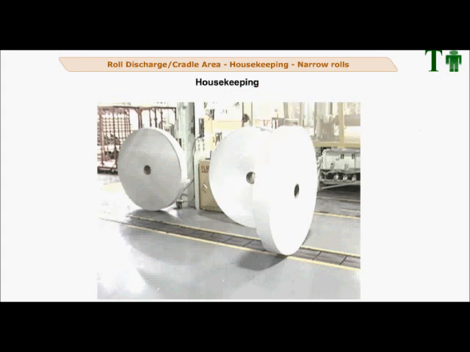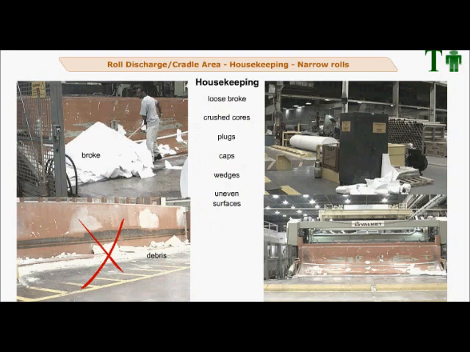Housekeeping, narrow rolls. It takes very little time to tip over a narrow width roll. Housekeeping is extremely important. Loose broke, core plugs, caps, wedges, uneven surfaces, etc. will and have toppled over a narrow width roll. The roll deck needs to be kept very clean and well maintained.